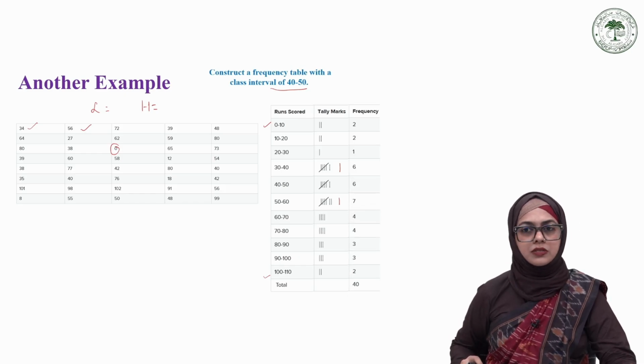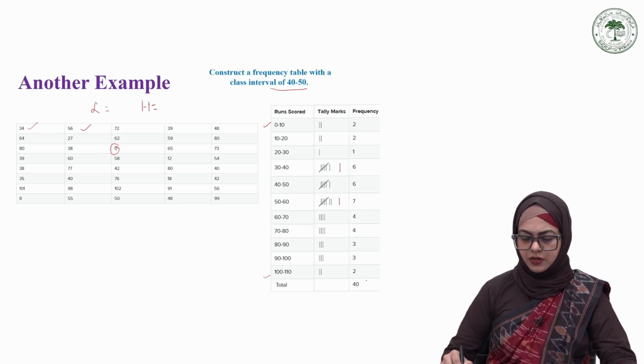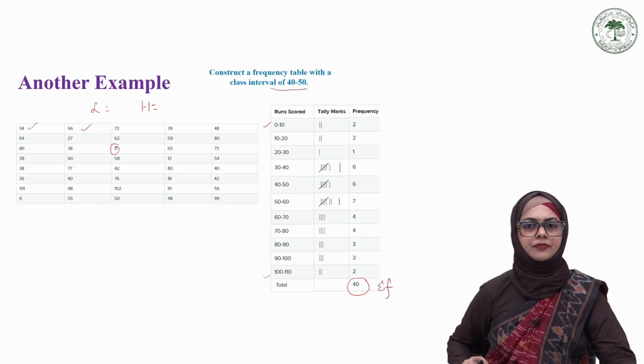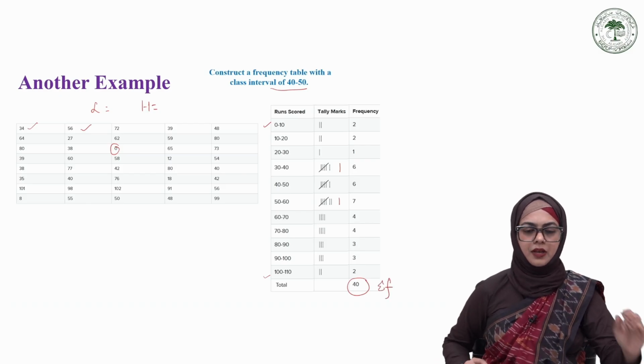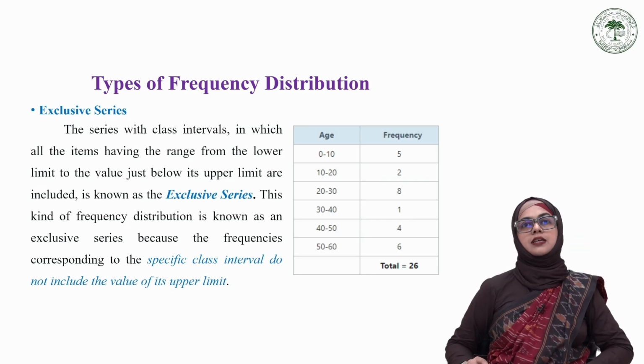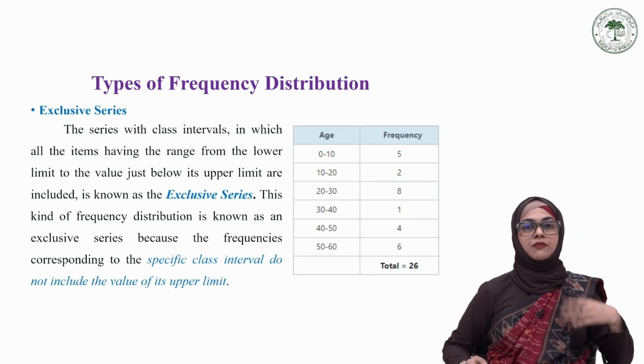Then would be your frequency, and of course, then your summation would be here. Sigma F. That's how it would look like, okay? Now coming to the types of frequency distribution. So we have different types.